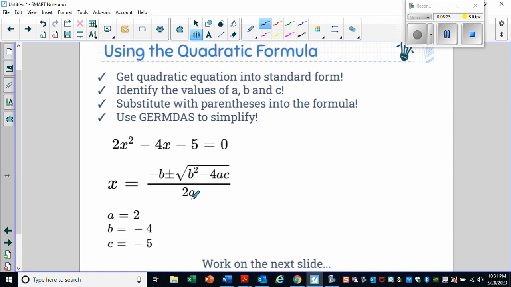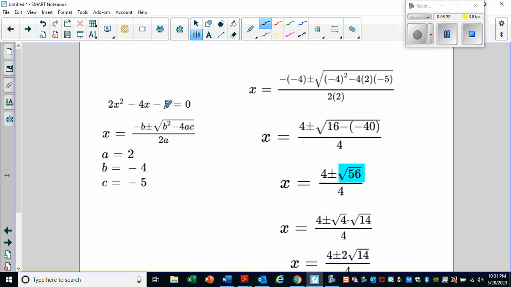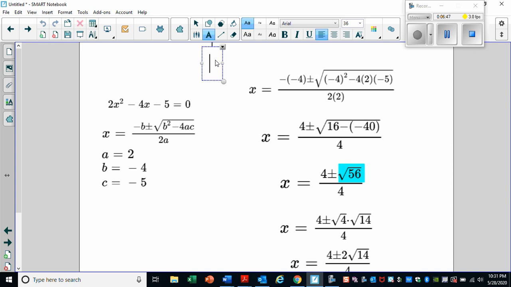Now, I'm going to show you the next step, what we need to do. Basically, you first substitute. That would be step number 1. Substitute first.